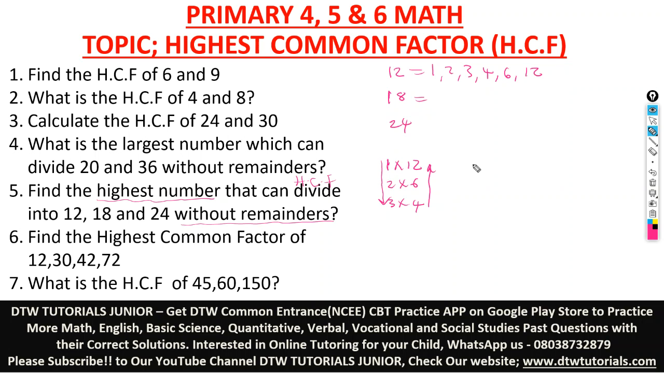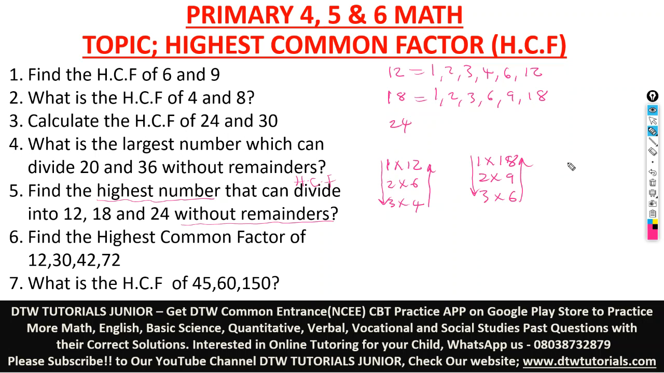Now let's find the factors of 18. We have 1 times 18, which is 1 and 18, and we have 2 and 9, which is 2 times 9, which gives us 18. We have 3 times 6, which gives us 18. Is there any other thing? No other factor. So this will be our factors. So that's 1, 2, 3, 6, 9, and 18.